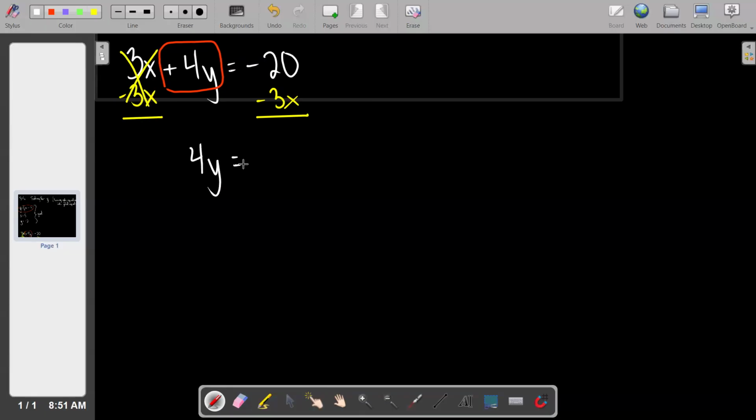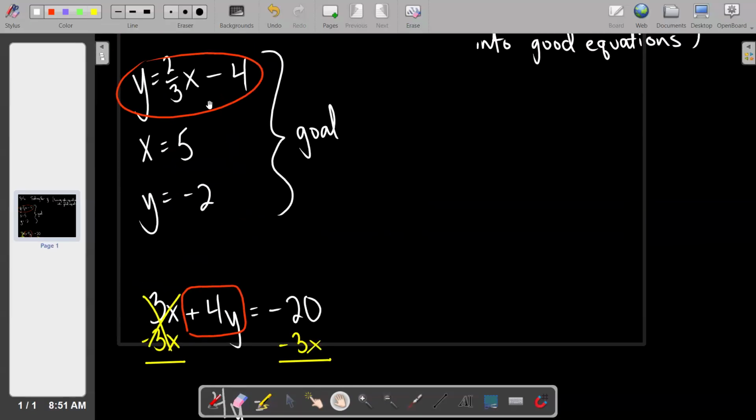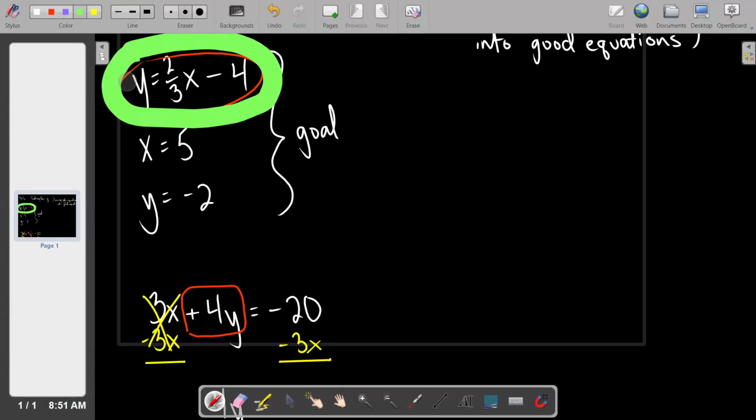This is good news. Now, in order to meet my goal, I want to be aware of what I want it to look like. Remember, I want it to look like this. And so I want to pay attention to something. I want to pay attention to the fact that we like it, whether we know it yet or not.